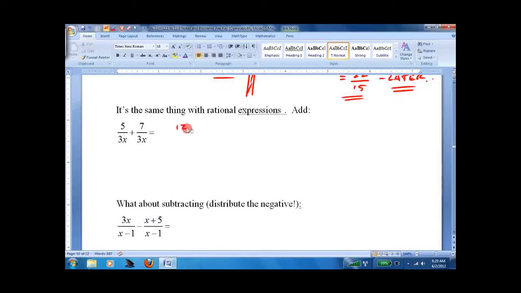Add them. 12 over 3x. Done. Not really. Always reduce. Still not done. Excluded values. And now we're done.